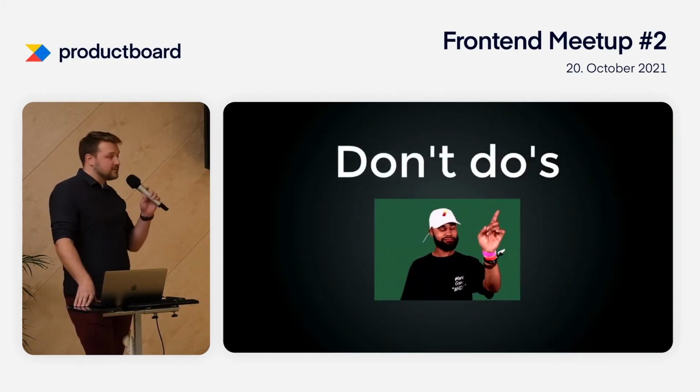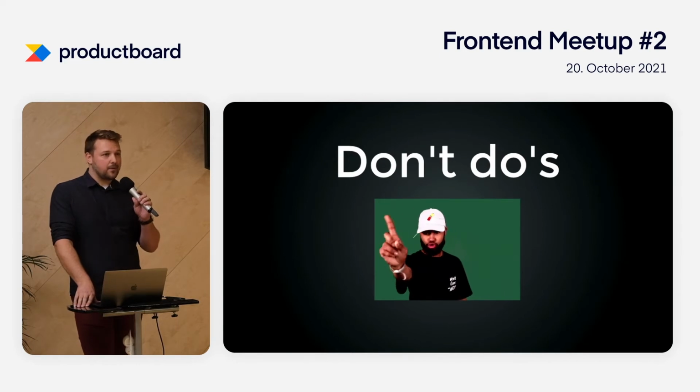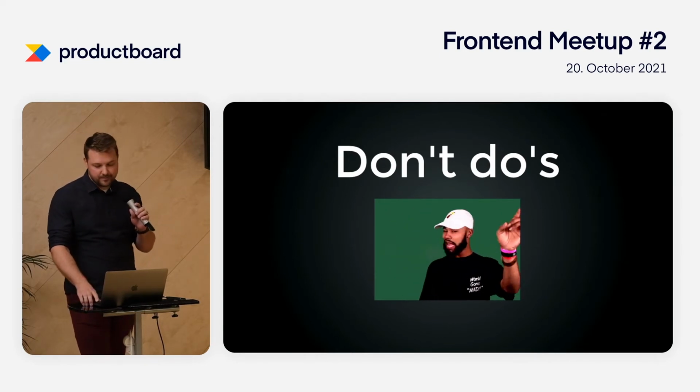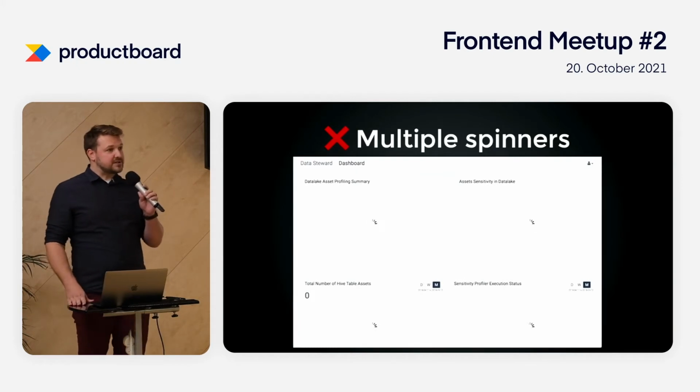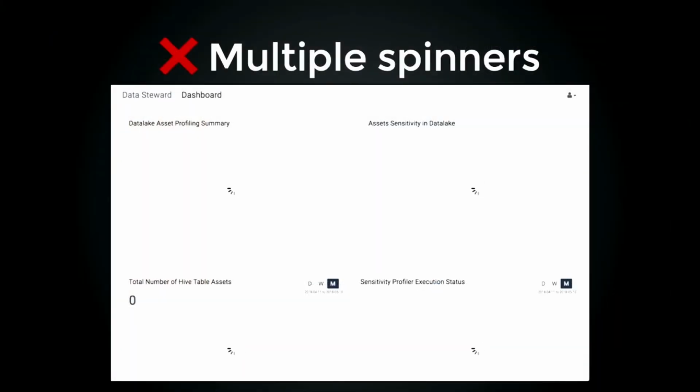So let's look at some things which you should not really do. I'll start with this one. Showing multiple spinners on a single page is not really a good approach because it's distracting for the user. It gives him so many places to look at, and instead, you could show just a single spinner for the whole page, or even better, design skeletons for each part of this page.